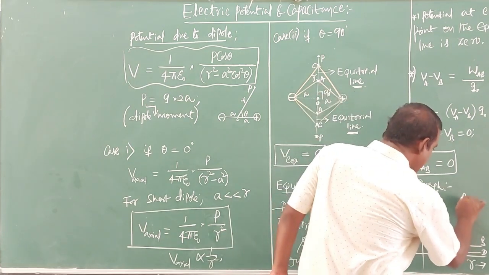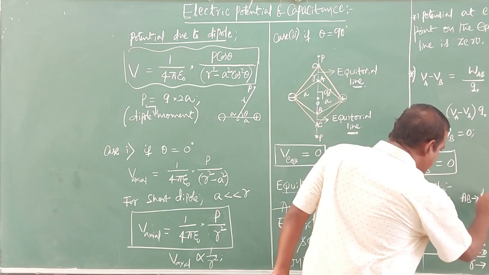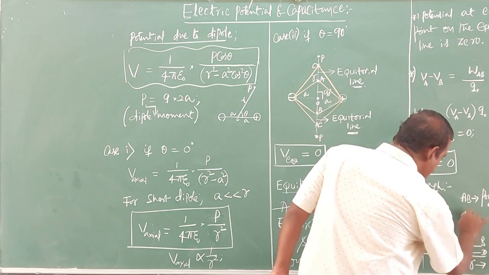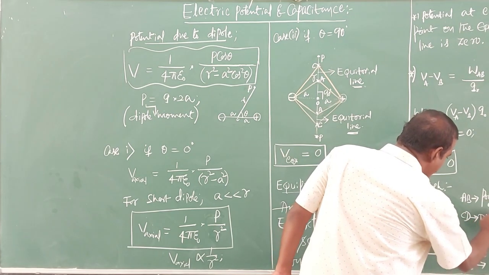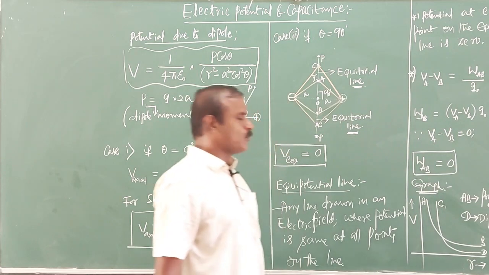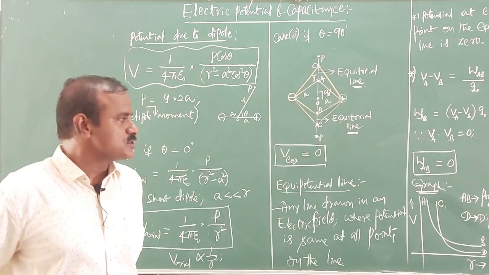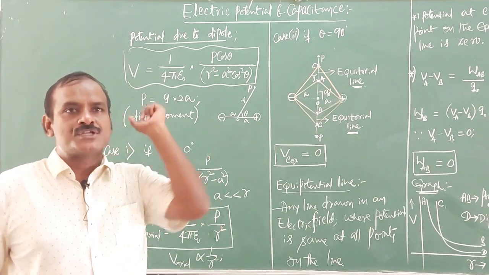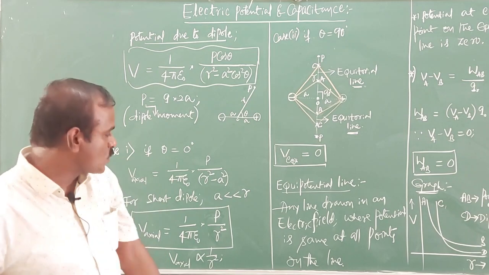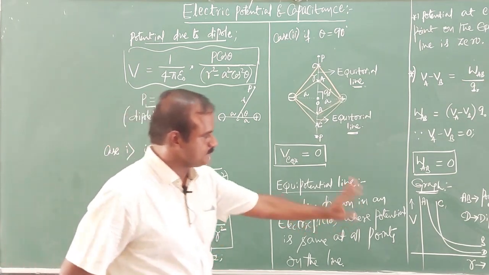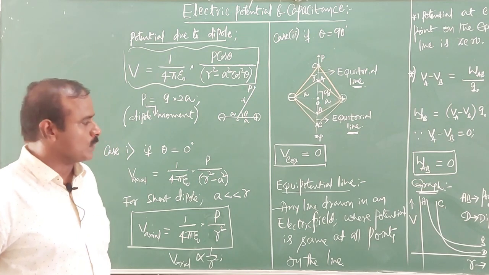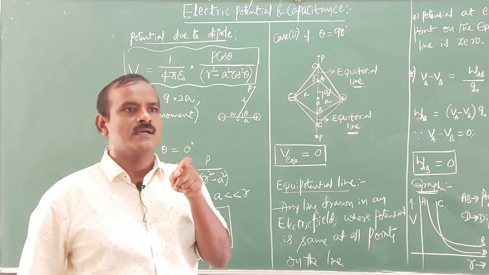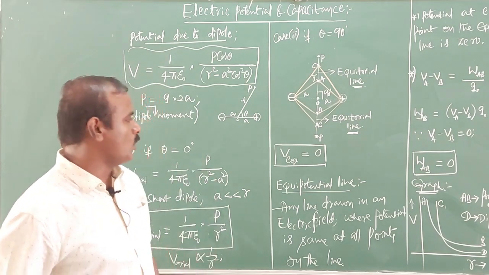The curve AB is due to a point charge, and the curve CD shows the dipole. Potential varies with distance. Because due to a charge, potential varies inversely with the distance, whereas due to a dipole, potential varies inversely with the square of the distance. Remember this. Hence, the graphs are shown. The two curves, one due to a point charge, and one due to a dipole.